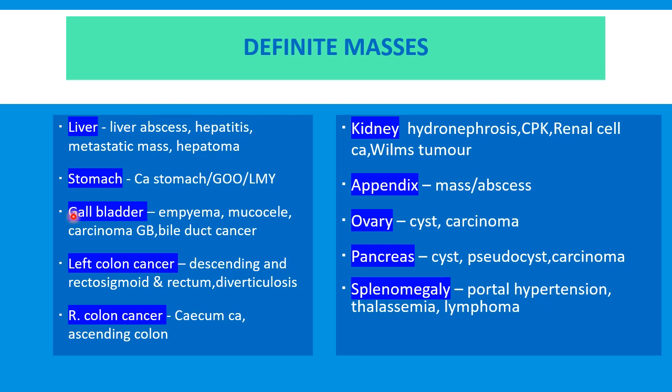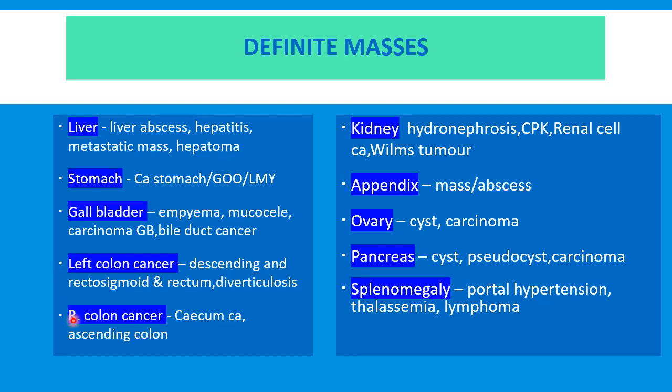Gallbladder, the masses arising from the gallbladder may be due to empyema, in which case it would be tender, mucocele, carcinoma of the gallbladder, and the various bile duct cancers. Left colon, on the left side of the abdomen, arising from the descending colon, rectosigmoid and rectum. The most common causes of masses from this region will be carcinoma of the colon and diverticular masses. Diverticulitis leading to diverticular masses.